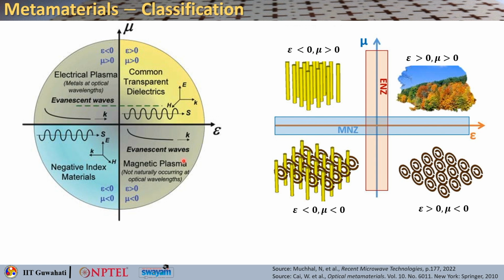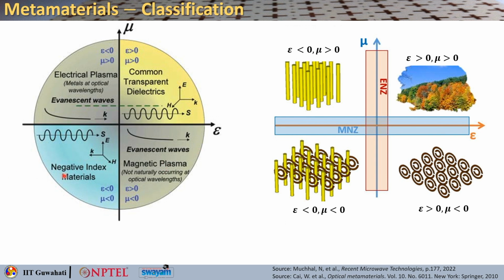Here a material has positive permittivity, but a negative permeability. Okay. So, it is also called negative mu metamaterial, or material. In certain frequency regimes, some gyromagnetic materials can exhibit these characteristics, but typically not naturally occurring at optical wavelength. Here also waves cannot propagate, it can only support evanescent waves.